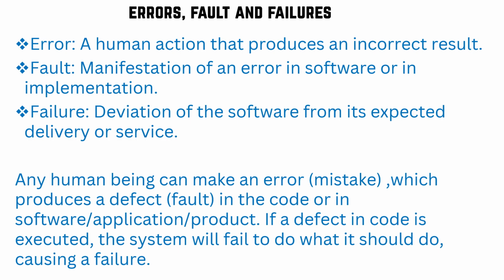A human being can make any kind of mistake which produces a defect or fault in the code or in the software application of the product. If the defect in the code is executed, the system will fail to do what it should do, causing a failure. That is the reason you need to handle the error and fault to prevent the failure.